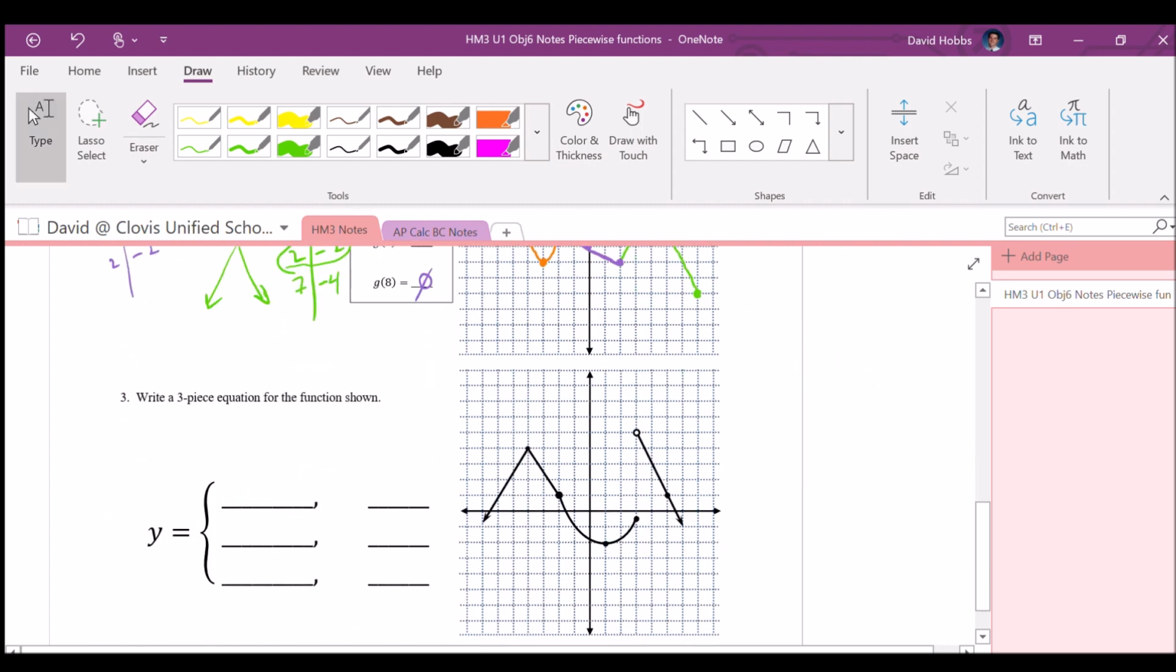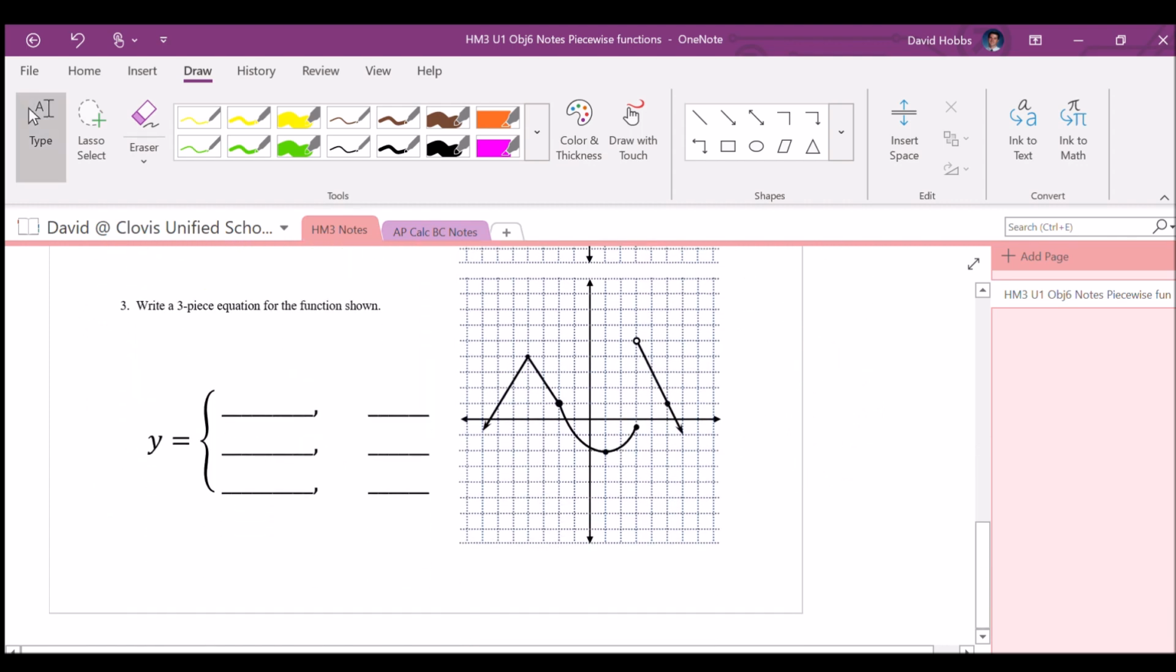Okay, last one. Let's open it. So if I give you the graph, we write the equation. Generally, the top piece is for the piece on the left, and the bottom piece is for the piece on the right. And if there's a middle piece, then it goes in the middle. You can do it in whichever order you want, but I'm just going to go from left to right, top piece.